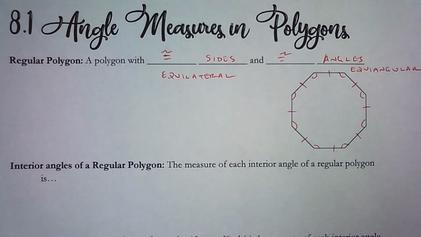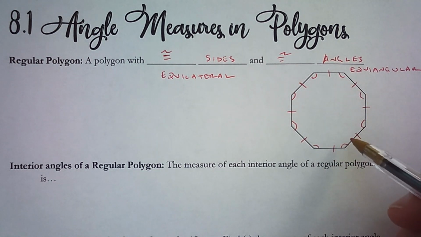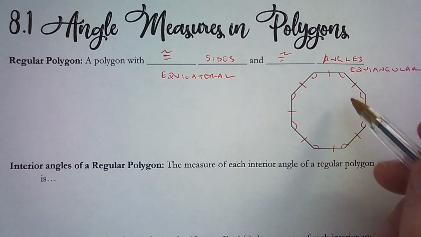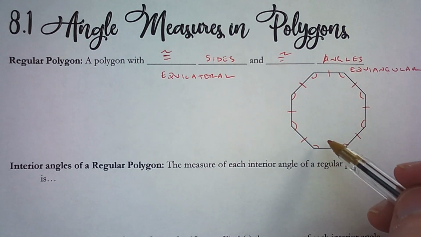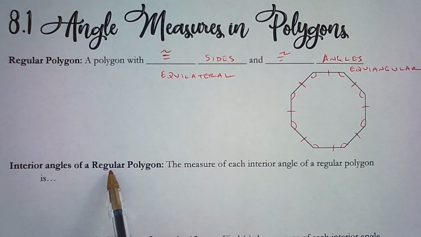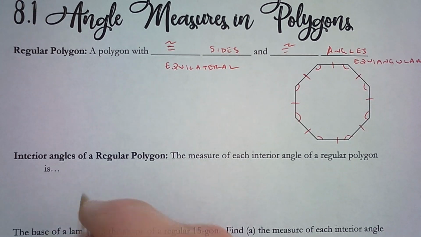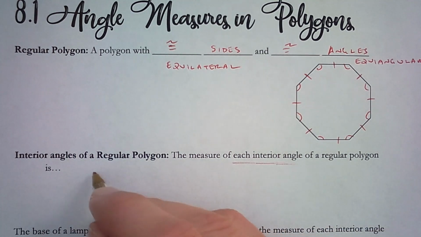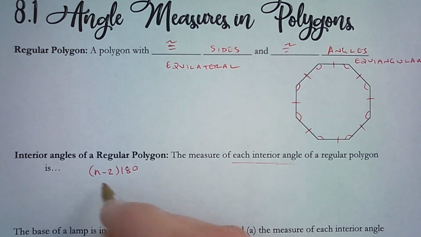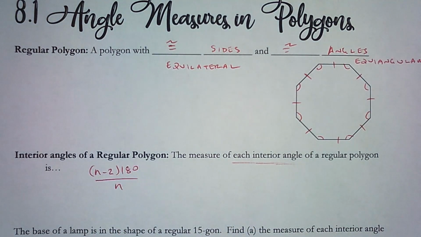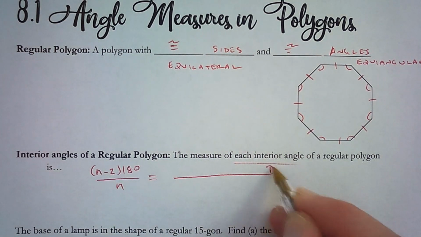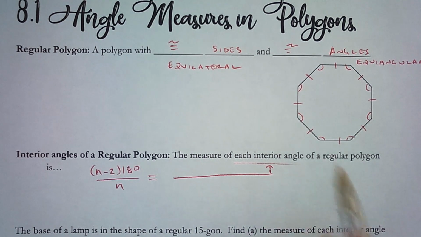Okay, so in any polygon, we can do n minus 2 times 180 to find the number of degrees total. But we can do more than that with a regular polygon. With a regular polygon, we can say that each individual interior angle is n minus 2 times 180, which is the total, divided by n, the number of sides. And that gives us the measure of each individual interior angle.